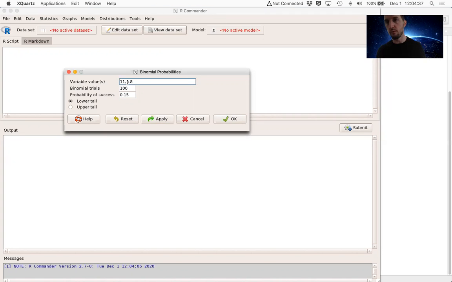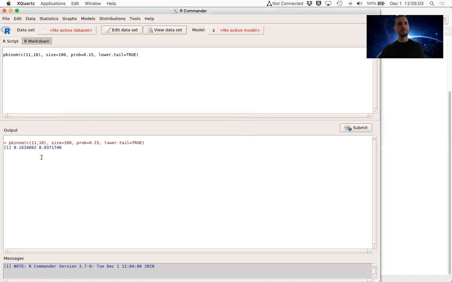What we're going to do is find the probability of being less than or equal to 11, actually. So strictly less than 12, less than or equal to 18. And then we're going to subtract off the part that is strictly less than 12. So we have 100 trials, probability of success 0.15, and these are the two variable values. We need everything less than or equal to 11 because we want 12 to be included in the calculation, and we want everything less than or equal to 18.